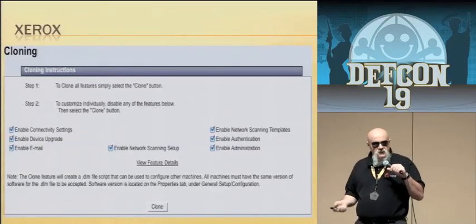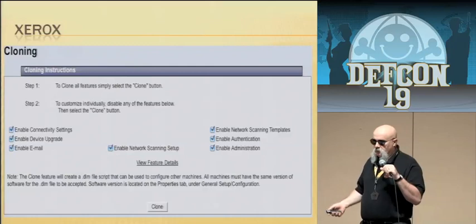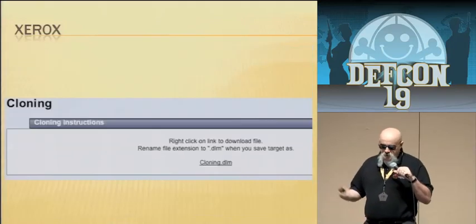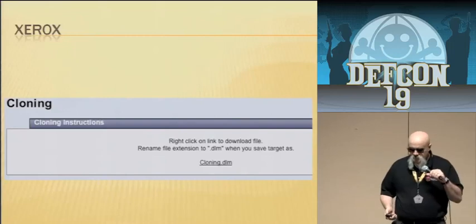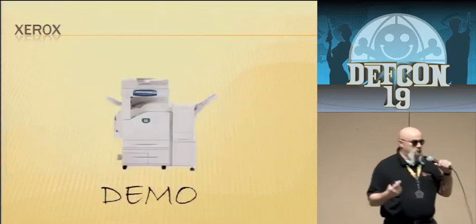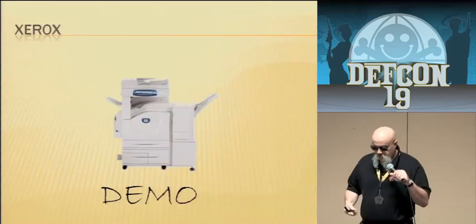So we get to this, we go to the Xerox WorkCentre, general setup under properties, go to cloning, and we have all these settings that you can select to extract the cloning data. You click on that and you get a cloning.dlm file. You right click on this and you can save this. So what is a DLM file? So let's go ahead and show you.